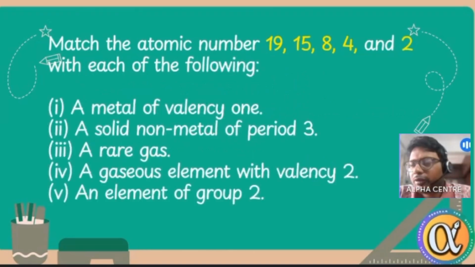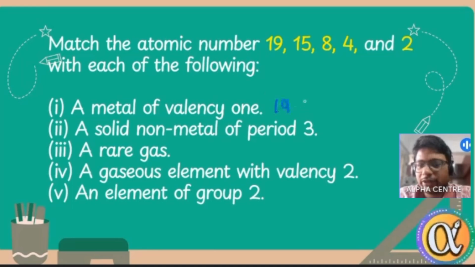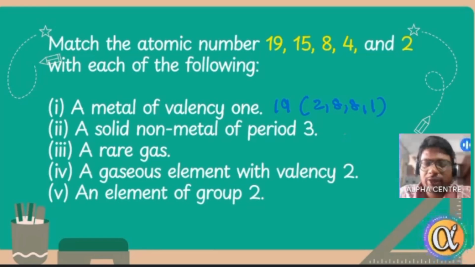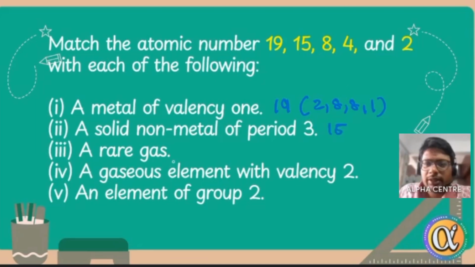Here a few atomic numbers are given. We need to match them with the correct explanation below. Which metal has valency 1? 19, because the electronic configuration for 19 is 2, 8, 8, 1. Good. Solid non-metal of period 3: 15. It has to be between 15 and 19 because the rest are in period 2 or 1. So it's a non-metal, so it has to be 15, 2, 8, 5. That's phosphorus. A rare gas.